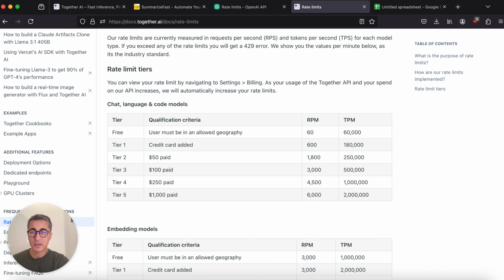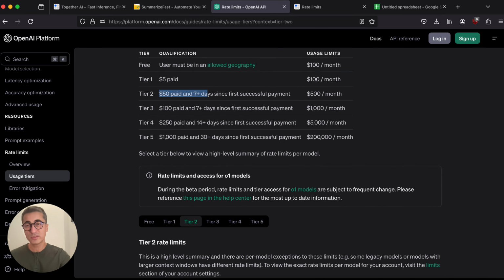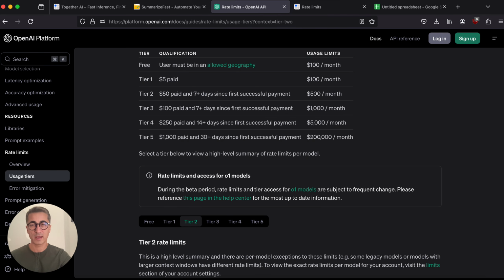Ending up in tier 2 requires spending $50 in both platforms. If you spend $50 at TogetherAI, then you become a tier 2 customer, which is also the case in the case of OpenAI, as you can see here. If you spend $50, you become a tier 2 customer. And if you spend $100, then you become a tier 3 customer in the case of TogetherAI. And it's the same thing for OpenAI as well. So in terms of which tier you end up in, you need to spend an equal amount of money. But the rate limits that you get after spending $50 or $100 or $250 are not necessarily the same.